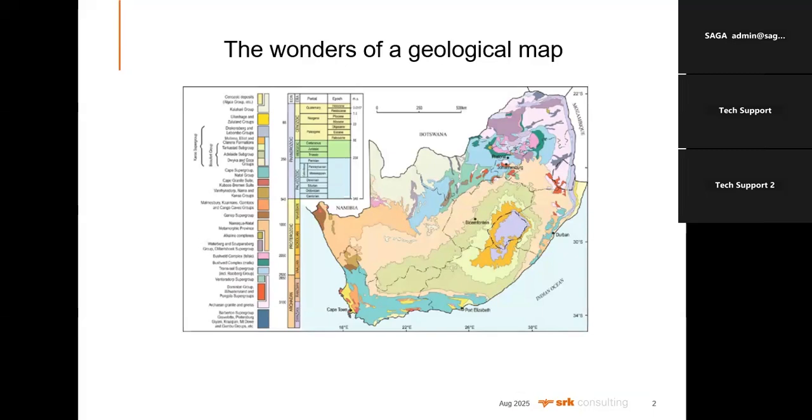There's an incredible amount of information that has been gathered in the past, and a whole array of geological maps that are available to all of us. A lot of people ignore them to their peril.